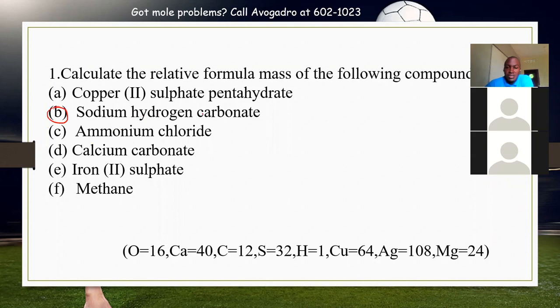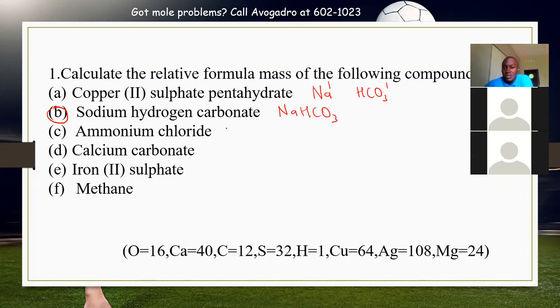Sodium hydrogen carbonate. In this case, you should first try and write the formula. Sodium has valence 1, and hydrogen carbonate is our radical, which also has valence 1. So that means our sodium hydrogen carbonate will have this formula here.